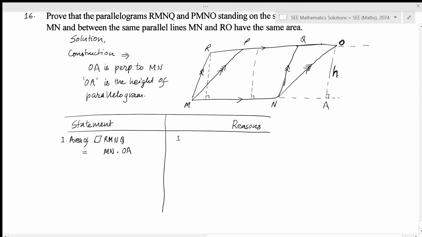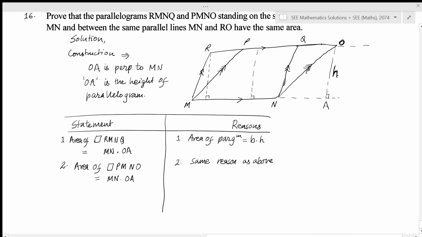And we can write the reason here: area of parallelogram is equal to base times height. And second statement, area of parallelogram PMNO is also equal to base MN, which is the same, and height is also the same, OA. Second reason, same as above.